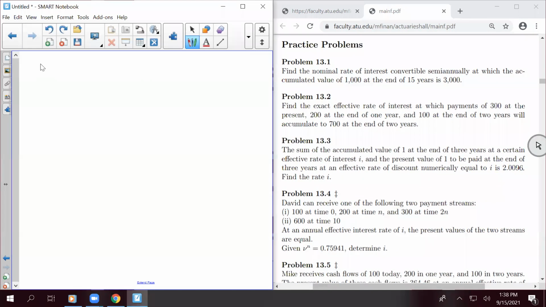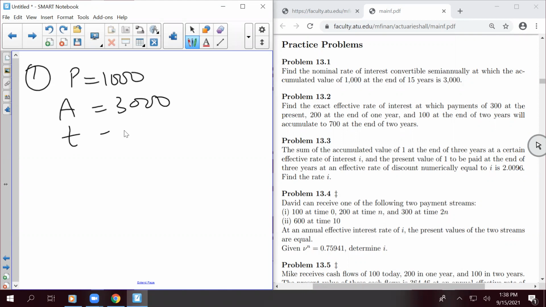Number one. Find the nominal rate of interest convertible semi-annually at which the accumulated value of 1,000 at the end of 15 years is 3,000. So I think one challenge is to understand what it's saying. So what's happening? Tell me in simple terms. What's the investment and what's happening? 1,000 is the investment. Accumulated value is 3,000. Time is 15 years. And what do we have to find?